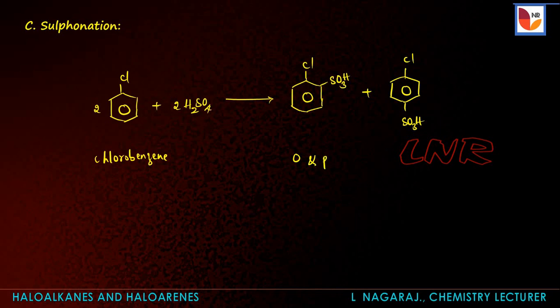Ortho and para chloro, and it is benzene ring, chlorobenzene, and next SO3H is to be represented as sulfonic acid. Sulfonic acid. Ortho and para chlorobenzene sulfonic acid. That is, during the nitration, the NO2 group is attached at the ortho and para positions, and during the sulfonation, the SO3H group is attached at the ortho and para positions.